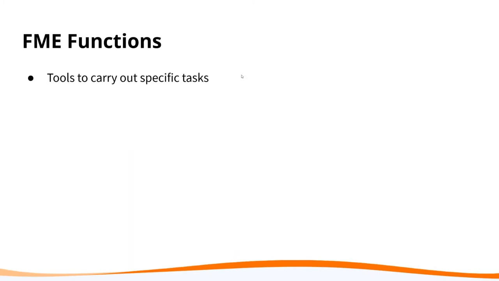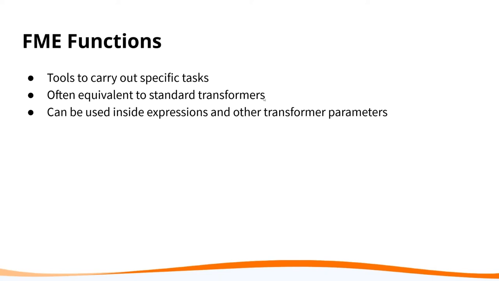So let's look at FME functions in general. FME functions are tools that carry out specific tasks. They're often equivalent to a standard transformer. Where we've got a transformer like the area calculator that calculates the area of a polygon, we'd also have an FME function that can calculate the area as well. Very often the transformer is based on the function, so it's like a lower level of transformer, if you like. What can you do with these functions? Well, you can use them inside expressions. You can use them inside all sorts of transformer parameters as well.